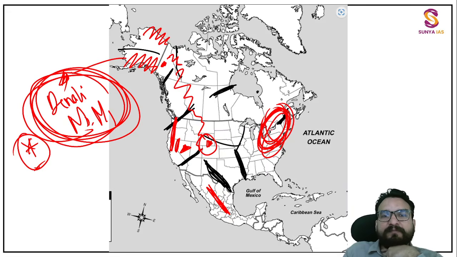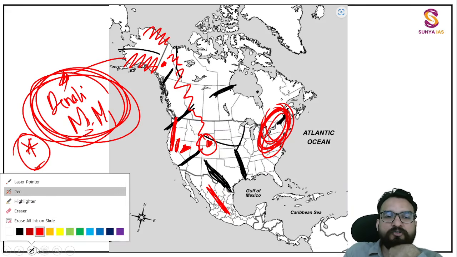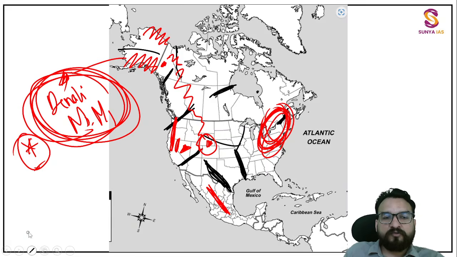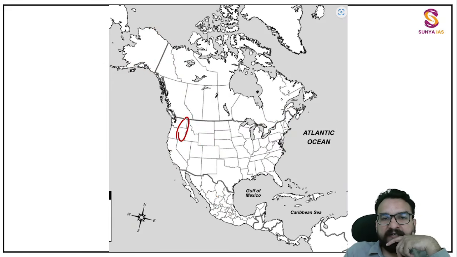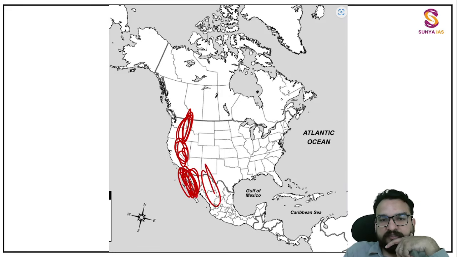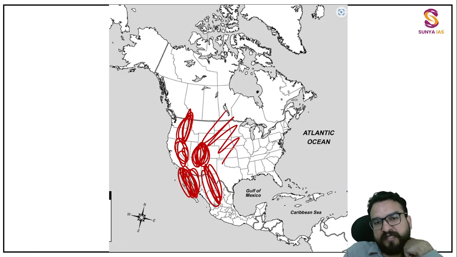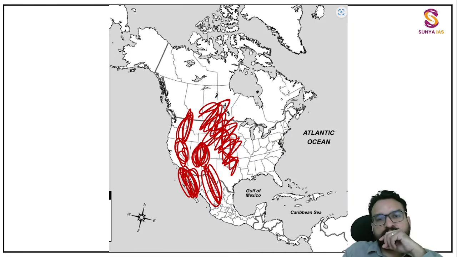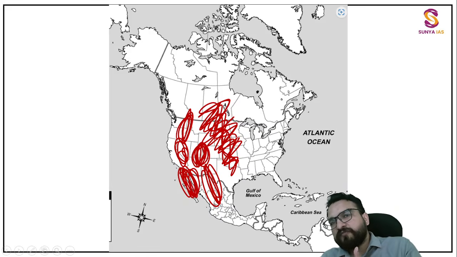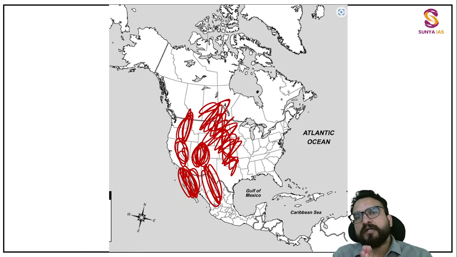Right, what else is remaining? Deserts. With respect to deserts, you will be remembering it as Great Basin, Mojave, this is your Sonoran, this is your Chihuahuan, this is your Colorado, this is prairies, Great Plains over here. Right, like this, we have covered the features of the North American continent also, guys.